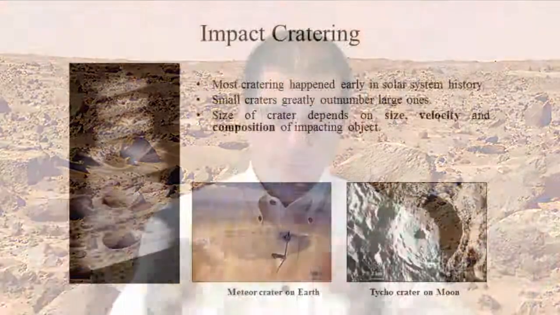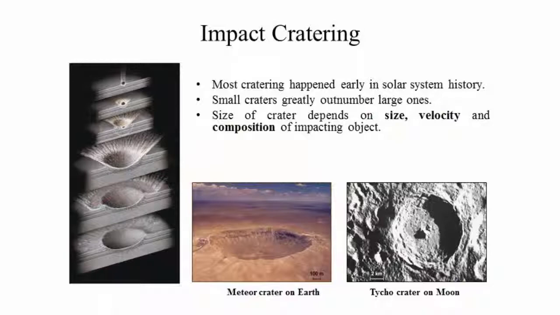The result was that small craters greatly outnumber large craters, and interestingly, the size of craters depends greatly on, number one, the size of the impacting object, number two, the velocity of the impacting object, and number three, the composition of the impacting object. You can imagine that as these objects would strike the surface, matter would be expelled. You'd end up with a bowl-shaped depression, and again we see exactly that on the surfaces of these worlds.